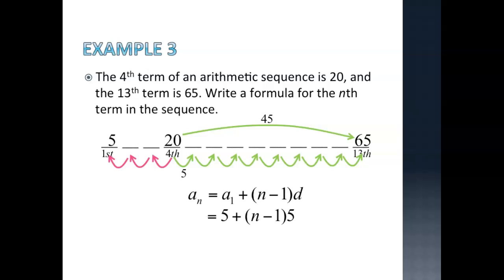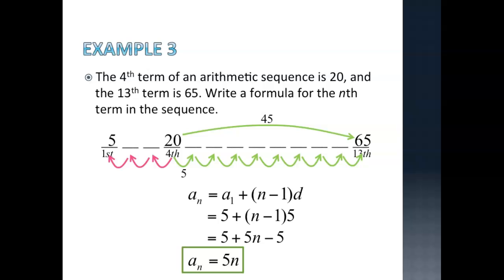So 5 plus n minus 1 in parentheses times 5. So that's 5 plus 5n minus 5. 5 and the minus 5 cancel. You're left with 5 times n. And you can verify this and see whether or not this works for the terms that were given to you. So the 4th term is 20. Okay, so a sub 4 is equal to 5 times 4, which is 20. Great. 13th term is 65. 5 times 13, that's equal to 65. Great. So it looks like this is, in fact, our formula for this example.